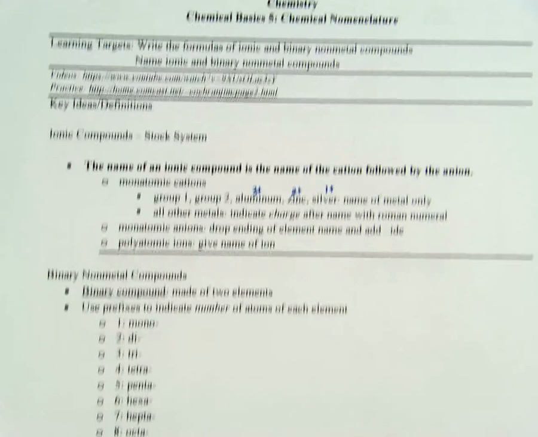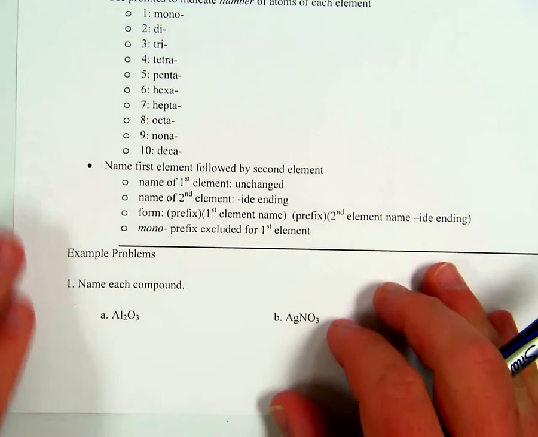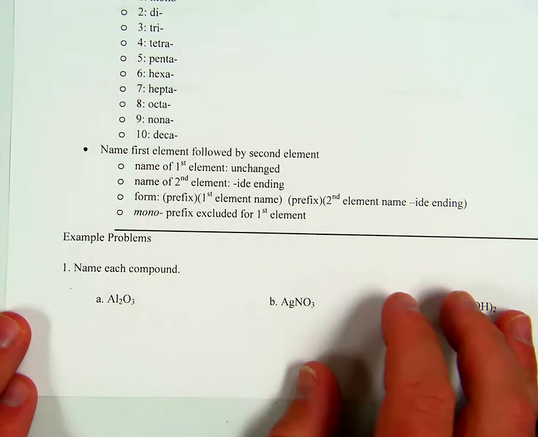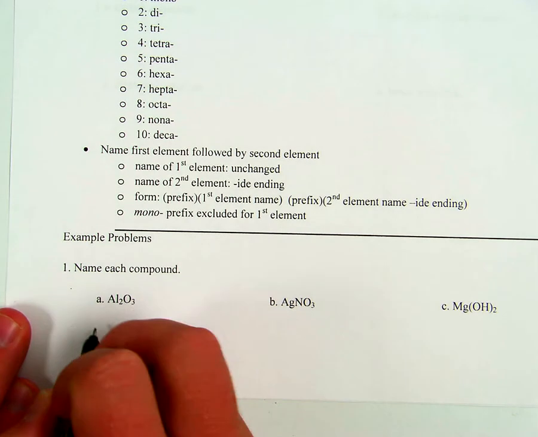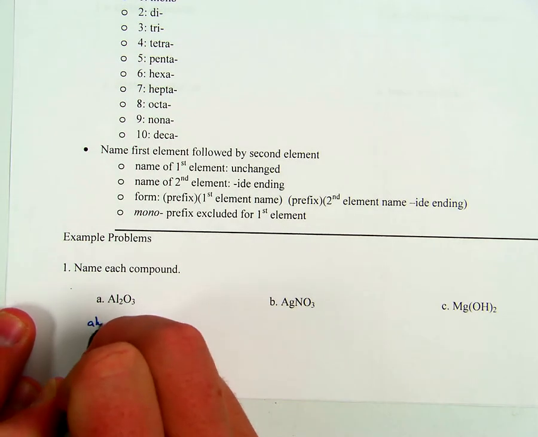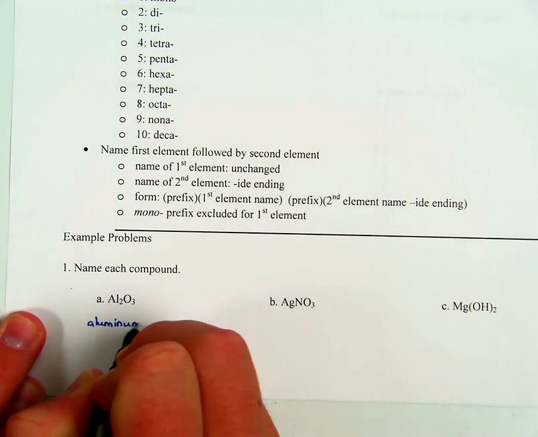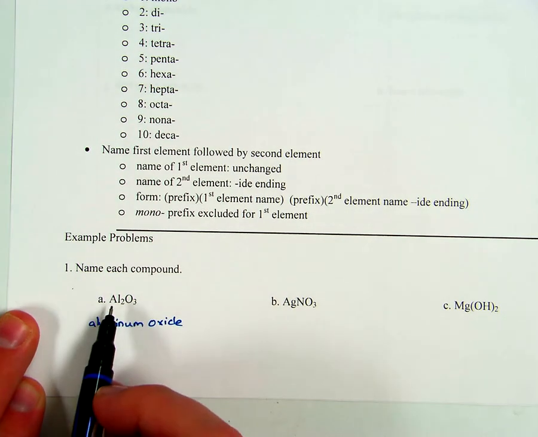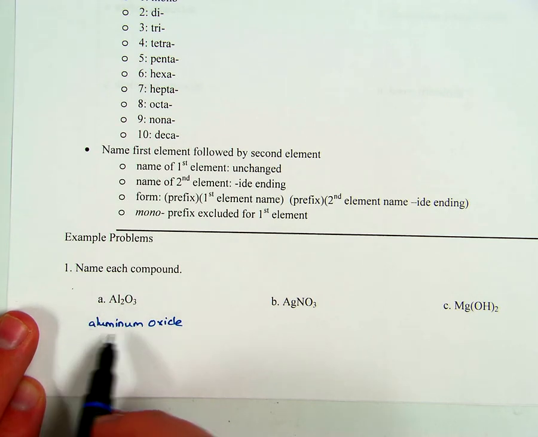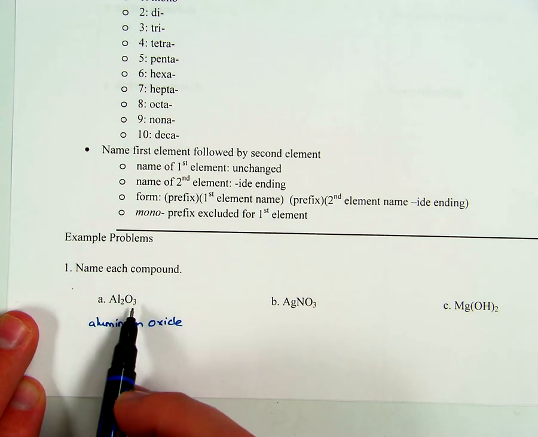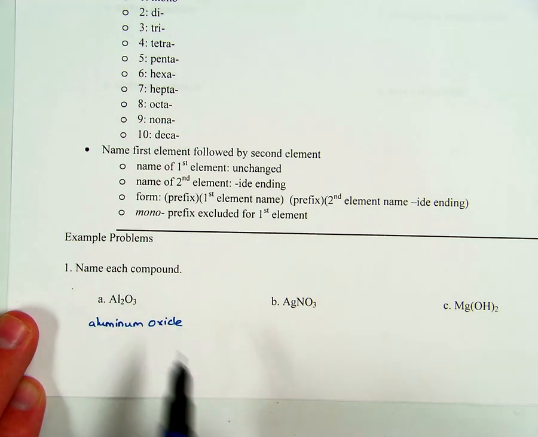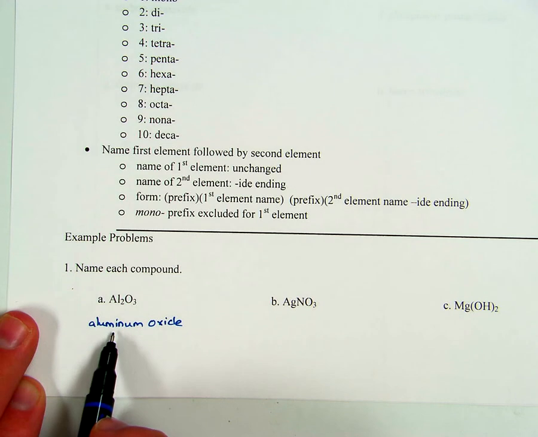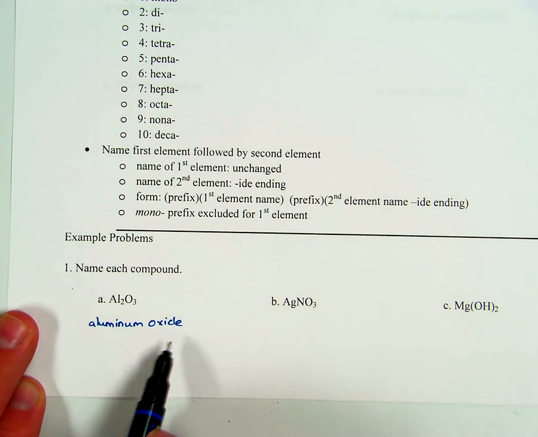Alright, so let's jump down and do some examples with these, then we'll come back and read the second part here. Alright, so under example problems, it simply says name each compound. Well, the first one here would simply be aluminum oxide. Because aluminum, as we said up above, all I need to do is give the name of that. It's a monatomic ion of aluminum. And then oxygen, the monatomic anion of oxygen, we call it oxide. I know aluminum is always 3 plus, oxide is always 2 minus, so there's nothing else we need to indicate on here.